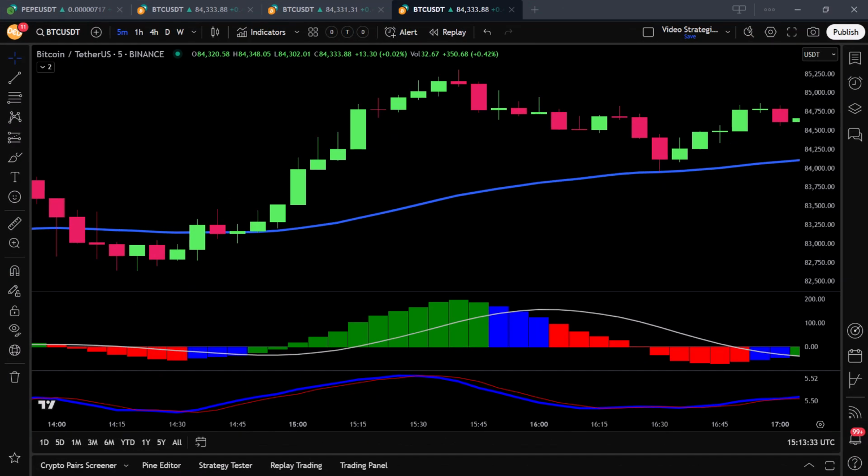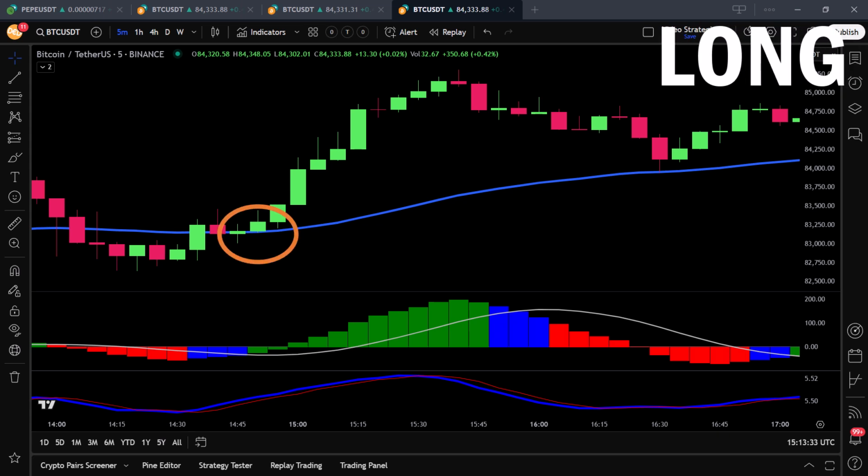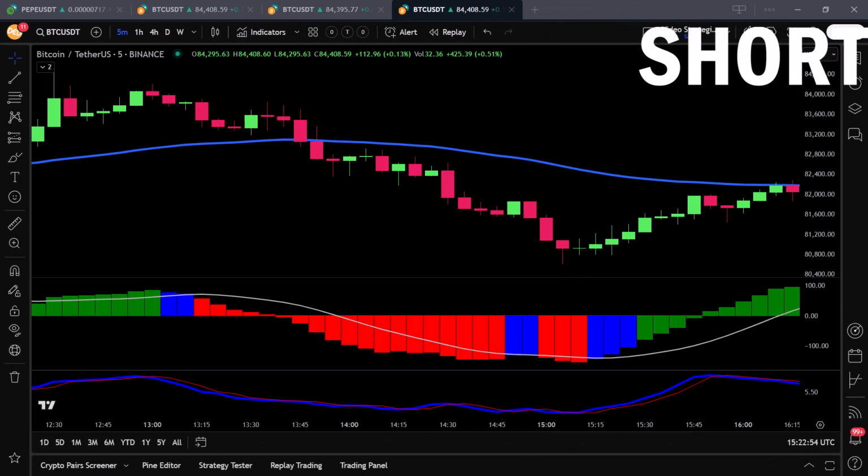Now, for a long trade, the price should be above the EMA 50. The linear regression slope should be above 0 and the center of gravity is higher than the previous one. For short trades, we'll flip the rules. Price should be below the EMA 50, linear regression slope should be below 0 and the center of gravity should be lower than the previous one.